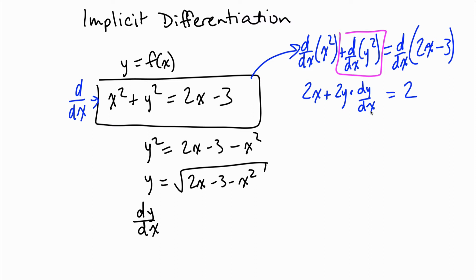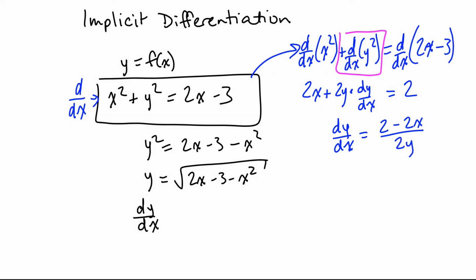And then I can just rearrange it so that dy by dx is on its own over here, which means dy by dx is equal to 2 minus 2x all over 2y. And since I want this all in terms of x, I can substitute 2 minus 2x over 2 times this value of y over here, 2x minus x squared minus 3.